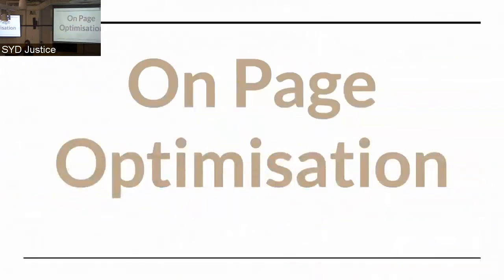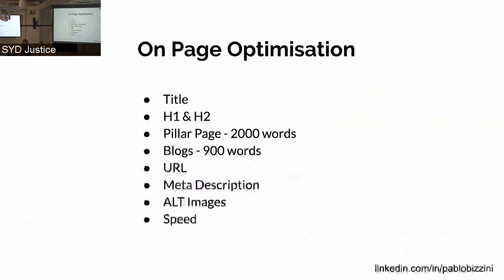Then what you have to do once you've set it up is quick on-page optimization. I'll just give you a few things that you need to make sure of: the title contains the keywords, the H1 and H2 as well, the title inside the blog contains the keywords. For the pillar page, I recommend you go for 2,000 words, which works the best. And for the blogs, no need to write as much, 900 words is fine.